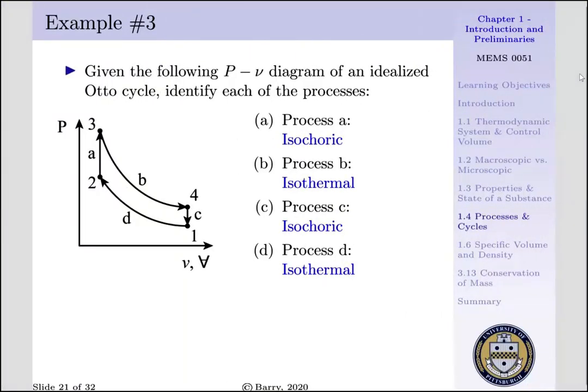And we see the Otto cycle is a cycle. That is, we go from state 1 to 2, 2 to 3, 3 to 4, and 4 back to 1.